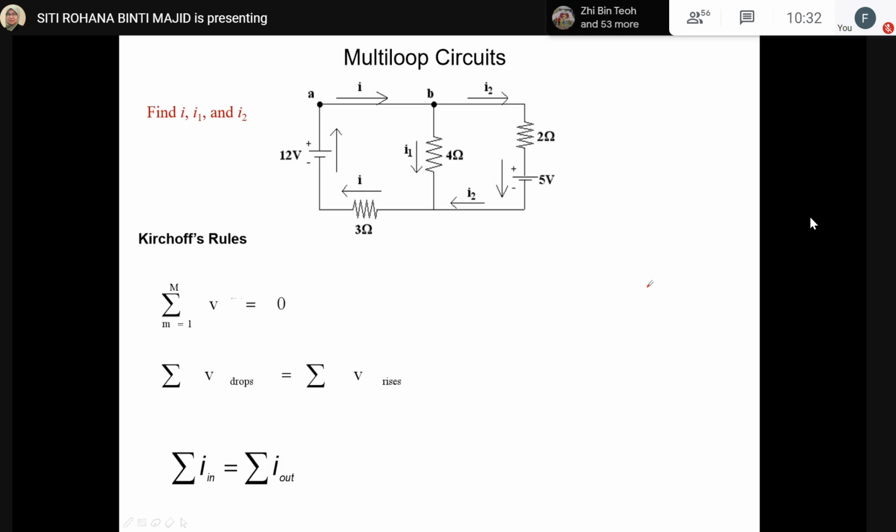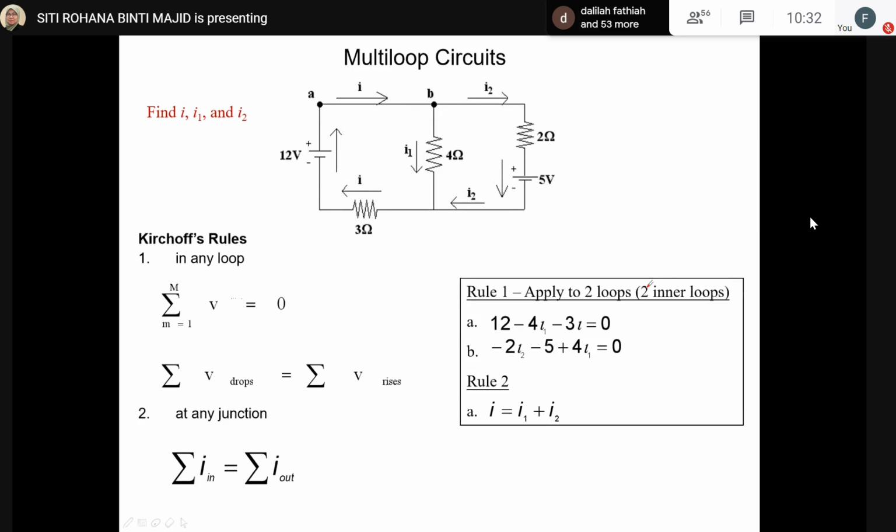Okay, so next, we want to know how we can apply Kirchhoff's rules for multiple loops. You will get the total voltage drop, which is equivalent to the total voltage rise. And then at any junction, you should apply that total current in equals total current out. And rule 1, for example, here we can write two loops, which is 1 and 2 here.